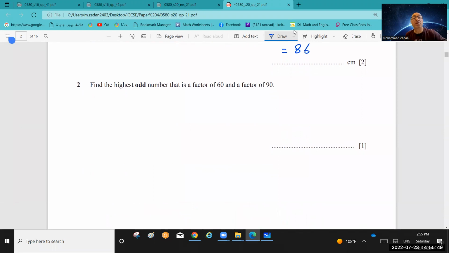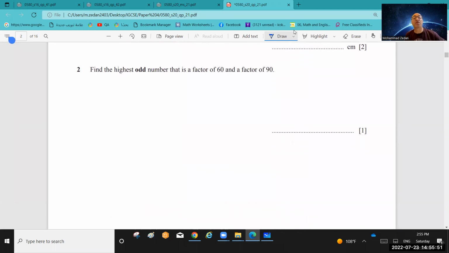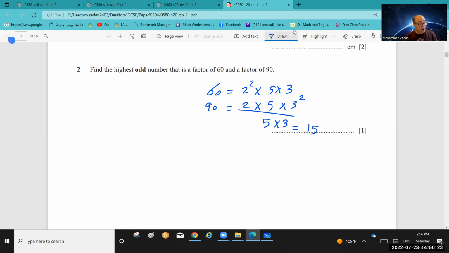Find the highest odd number that is a factor of 60 and a factor of 80. First of all, you can write the factors of 60: 2 squared times 5 times 3. You can factor it by calculator or manually. The other number, 90, is 2 times 5 times 3 squared. The biggest common odd factor is 5 times 3 only, because I cannot take 2. 2 is an even number, so it's 15. The biggest common factor for 60 and 90 that is an odd number is 15.